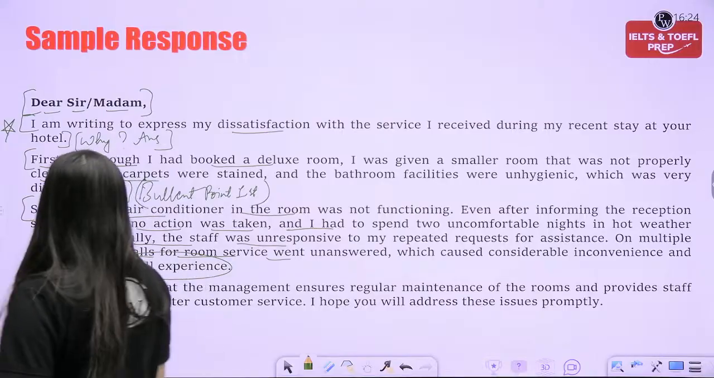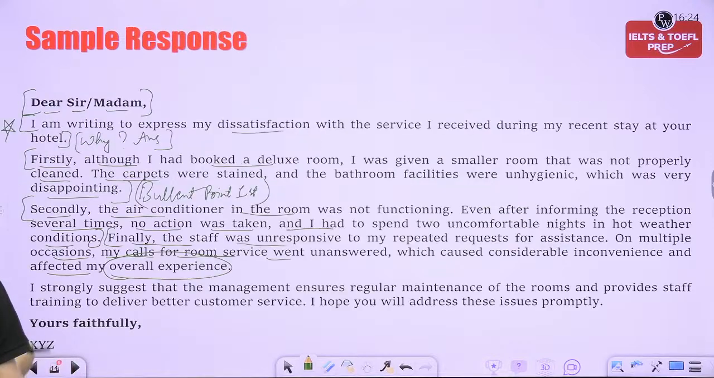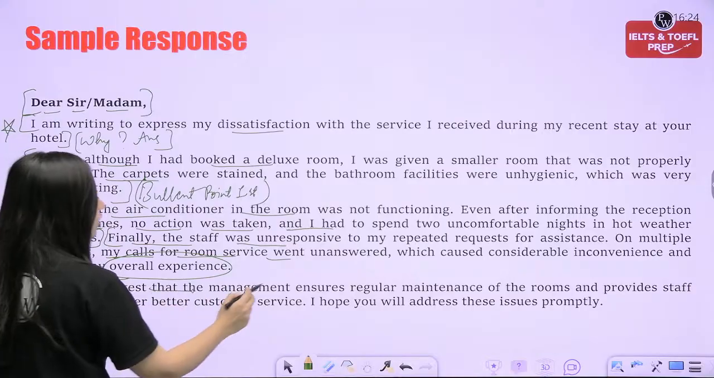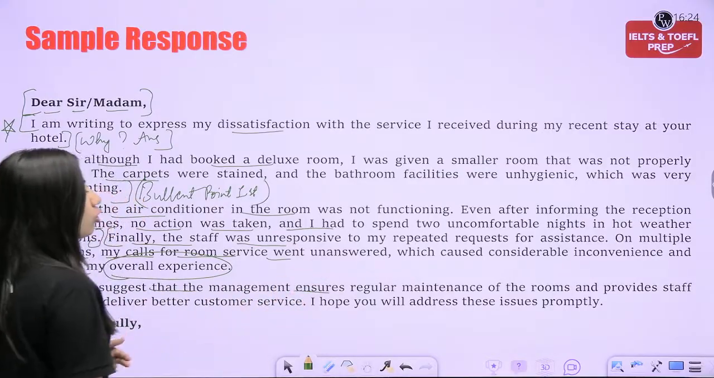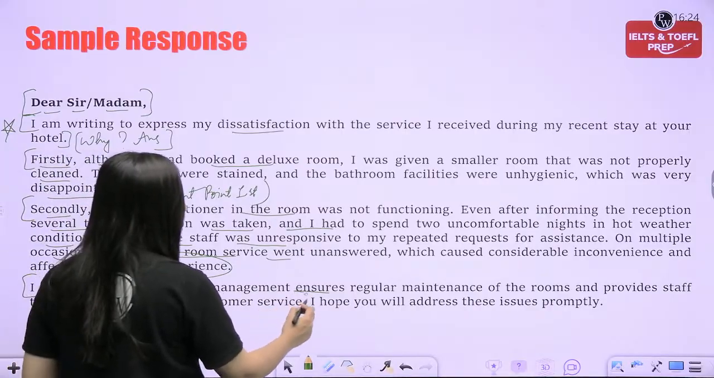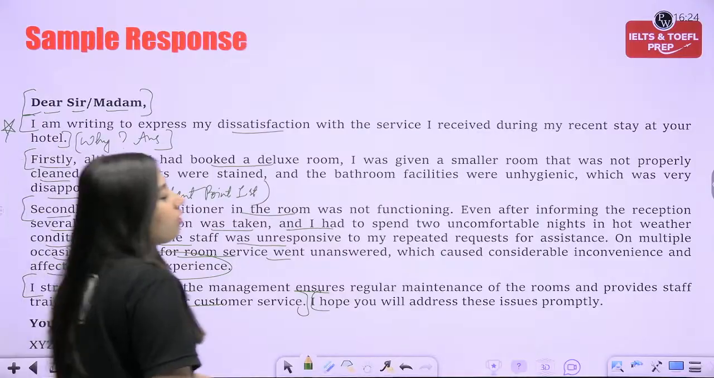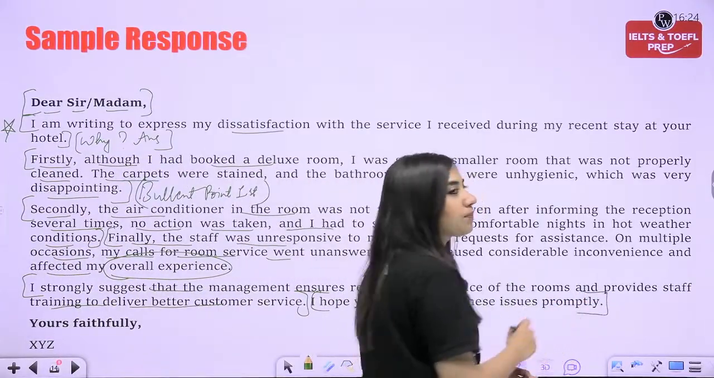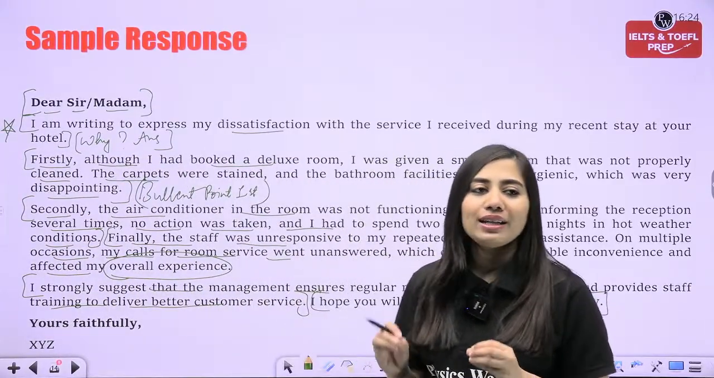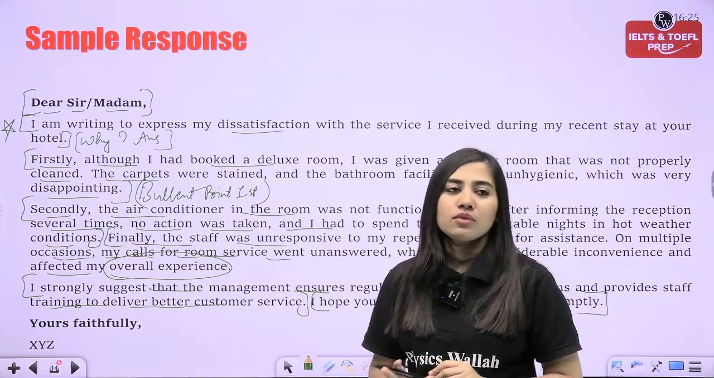Moving ahead, we turn towards the third bullet point, which was about suggestions, that what should be done. So yes, here we are providing the suggestions. So I strongly suggest that the management ensures regular maintenance of the rooms and provides staff training to deliver better customer service. I hope you will address these issues promptly. Now here my suggestion ends. Here I am done providing the suggestion and answering my bullet point 3. Clear?